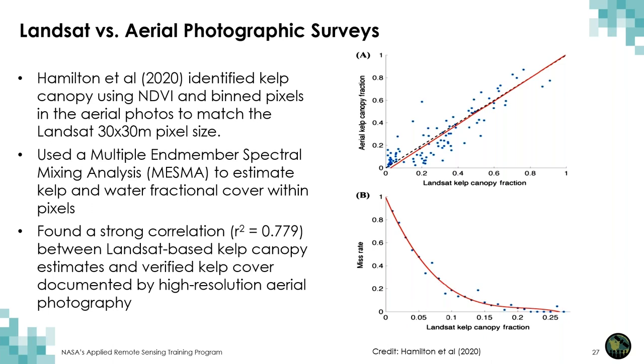Now, in 2020, a couple of years ago, Hamilton et al. identified kelp canopy using NDVI. They binned pixels in the area and photos to match the Landsat 30 by 30 meter pixel size, and they used MESMA also to estimate kelp and water fractional cover within the pixels, and they found a strong correlation, an R squared of almost 0.8, between the Landsat-based kelp canopy estimates and verified kelp cover documented by high resolution aerial photography collected over the years. So this is another, more recent example of the use of Landsat and NDVI to characterize kelp canopy cover and biomass.